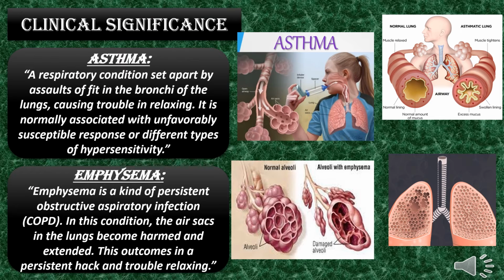Now, in clinical significance, important lung diseases are discussed. Asthma. Asthma is the reversible disease of lower respiratory passage associated with bronchoconstriction in response to specific or non-specific stimulus. The next is emphysema. Emphysema is characterized by loss of elasticity of lungs due to destruction of elastic fibers in the alveolar walls.